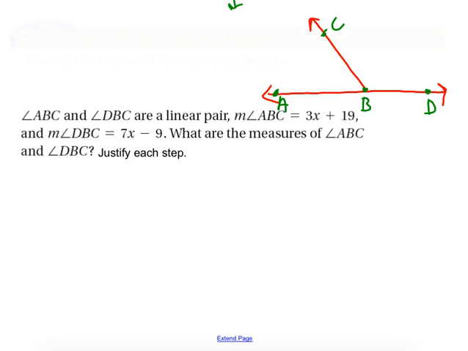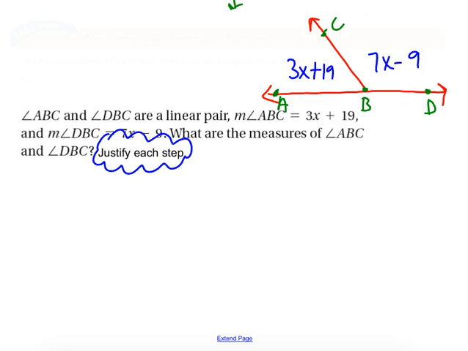Okay, we're good there. Now they're telling us the measure of angle ABC is 3x plus 19, and the measure of angle DBC is 7x minus 9. What are the measures of angle ABC and DBC? Justify each step. Okay, there's that word, so we know we're writing a proof. So let's start off with what we know.